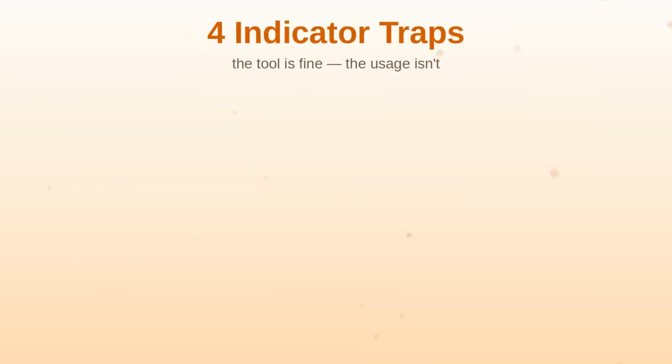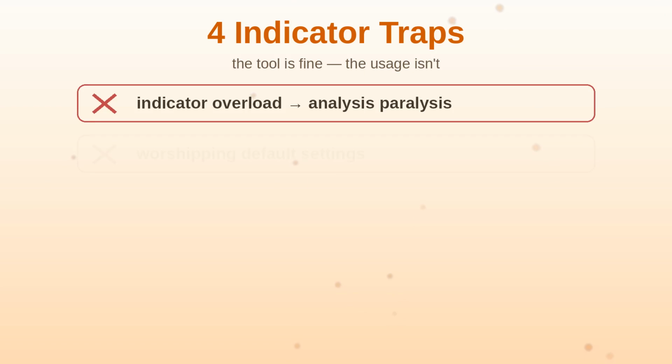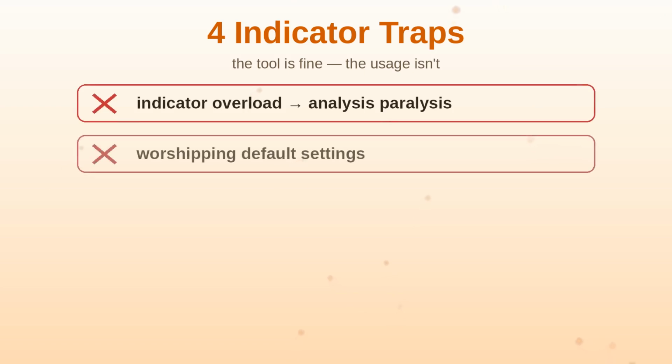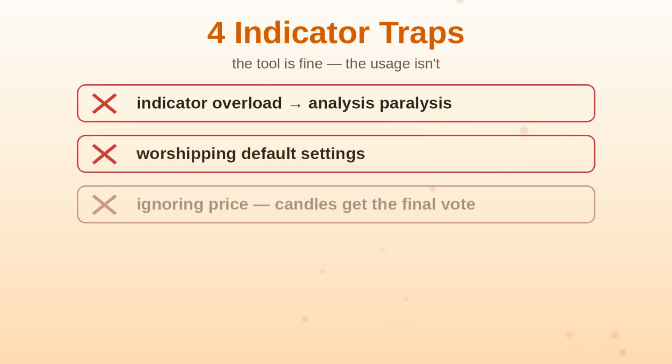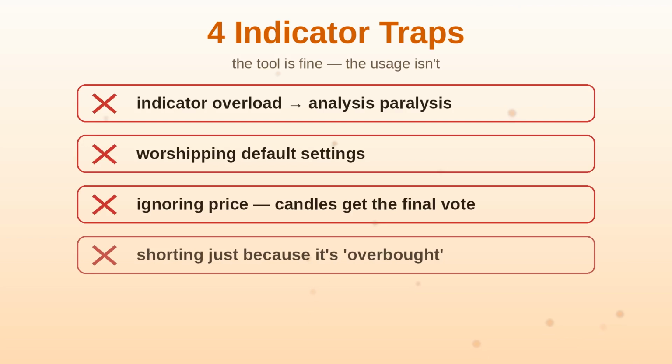4 indicator mistakes that trap nearly everyone. Indicator overload, 10 tools, total paralysis, and they mostly repeat each other. Worshipping default settings, 14 isn't magic, it's just the default. Understand the tool instead of cargo culting numbers. Ignoring price itself, indicators are derived from price, candles and levels always get the final vote. And treating overbought as an automatic short. Strong trends stay overbought longer than your account stays solvent. Respect the tool's limits, and it will serve you.